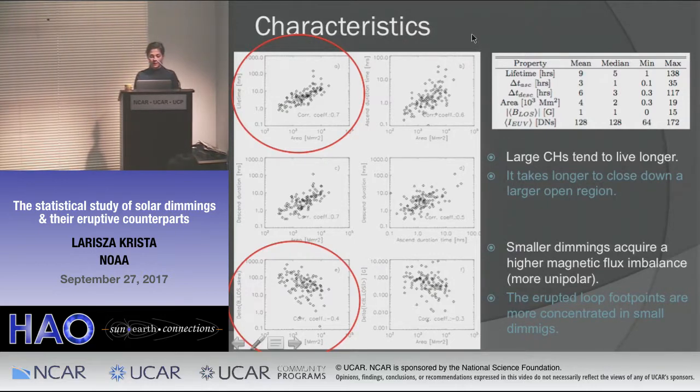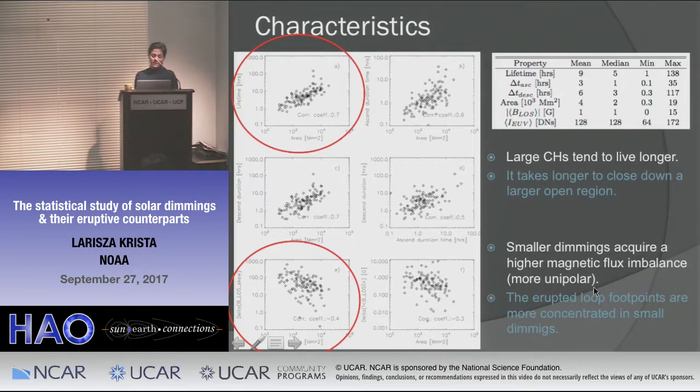The next finding, so these are the two diagrams I want you to look at, the one that I circled. So the first one was the correlation between the area of the dimming and its lifetime. And so the correlation coefficient was very nice and big, 0.7, so I even believe it. The other one was that smaller dimmings acquire a higher magnetic flux imbalance over time. So translated into what makes sense is that smaller dimmings tend to be more unipolar than larger ones.